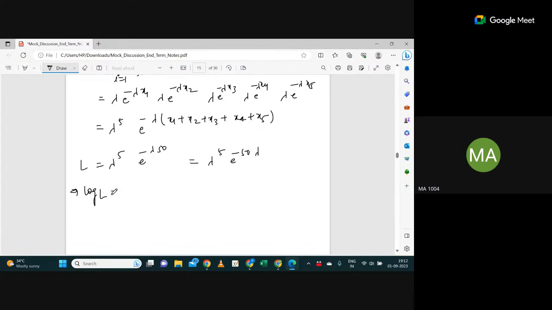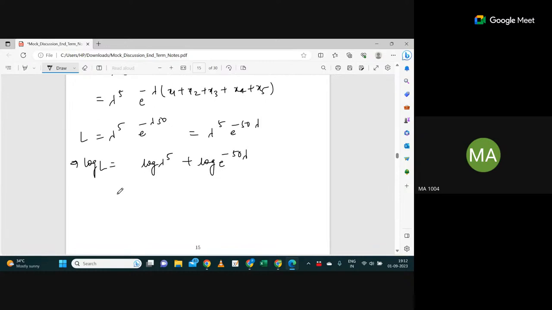I can take the log. So log of L will be log of lambda raised to the power 5 plus log of e raised to the power minus 50 times lambda. So it will be 5 log lambda minus 50 lambda, because you know log of e to the power x with base e is nothing but x, right?